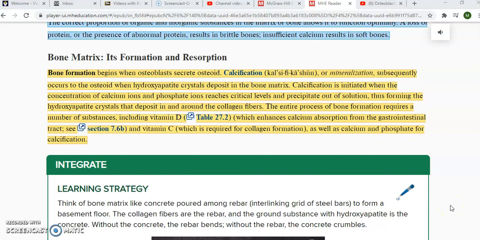Hey AP1 students, in this video we're going to talk about two processes that occur in our bones. One is called bone formation and the other is called bone resorption.